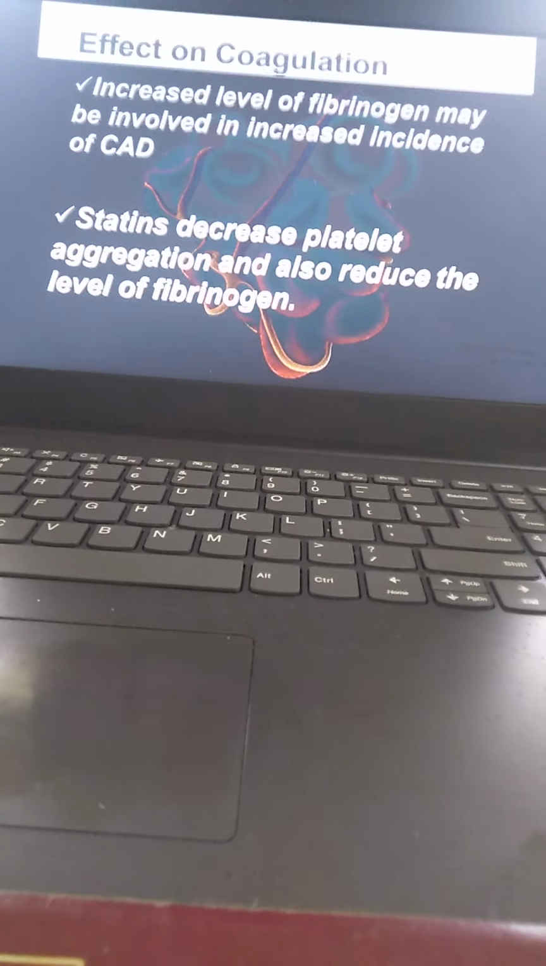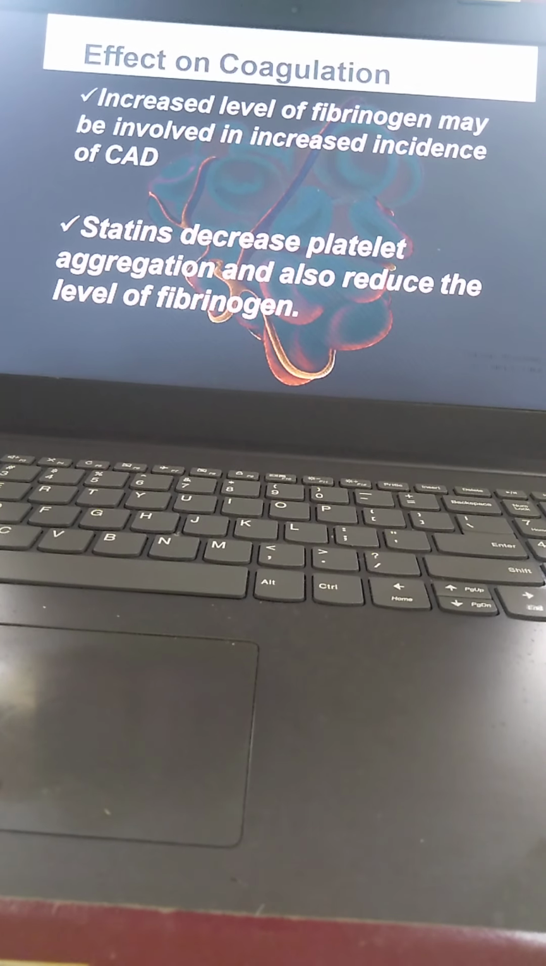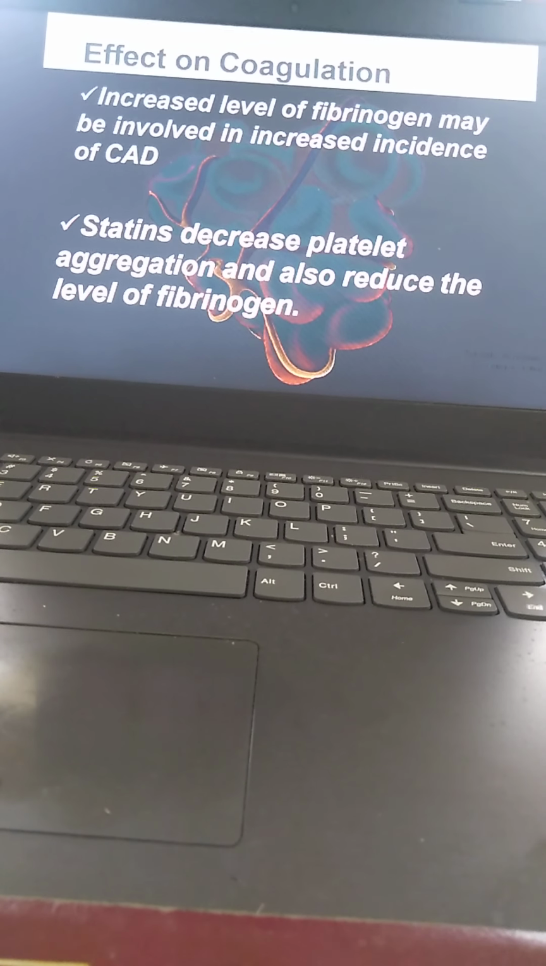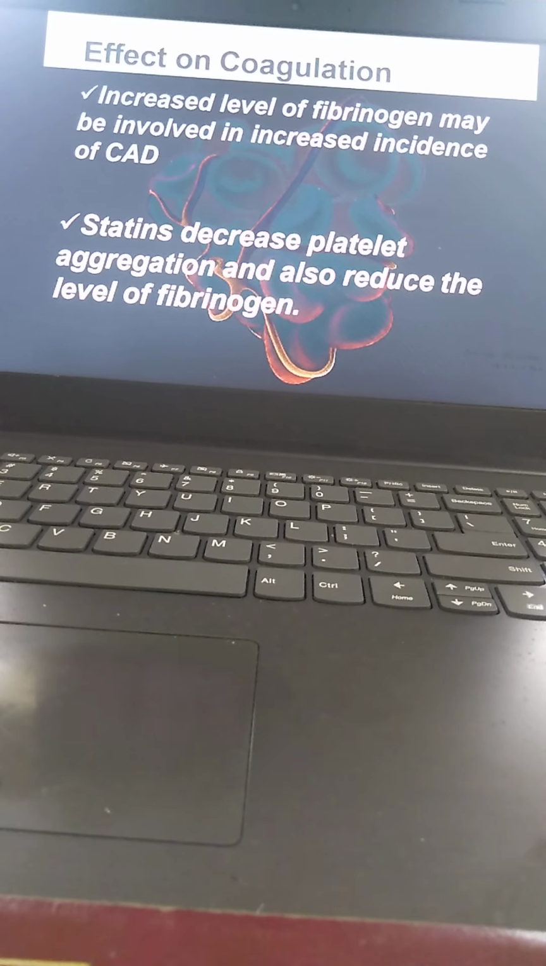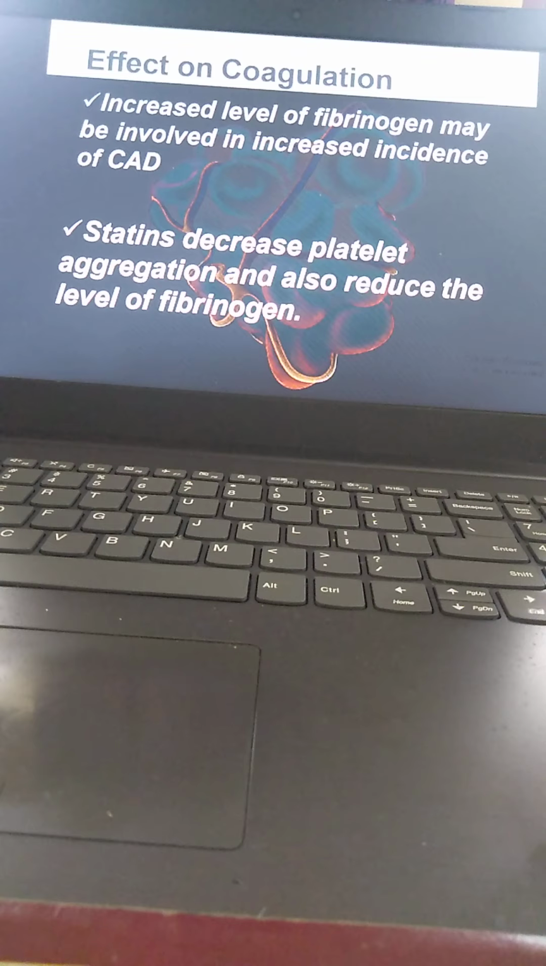The effect on coagulation is also very good. An increased level of fibrinogen may be involved in increased incidence of cardiac events. Statins decrease platelet aggregation, so there is no chance of clot formation, and also reduce the level of fibrinogen. So this is protection for the heart.